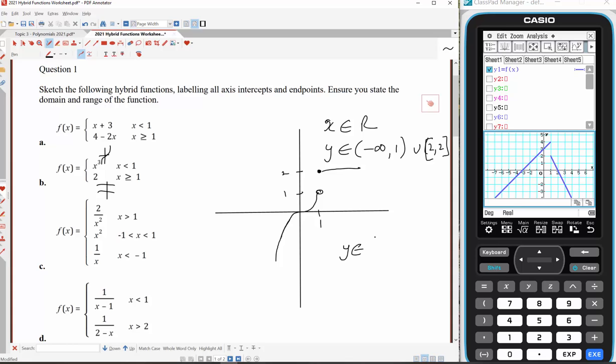Y is an element between, so negative infinity to 1 union with the set 2. We'll put 2 into the set. Now this in some schools of thought is a combination of interval and set, but I'm pretty sure VCAA would accept that. I think that they are happy if you can define the range, so that will be fine for this question.